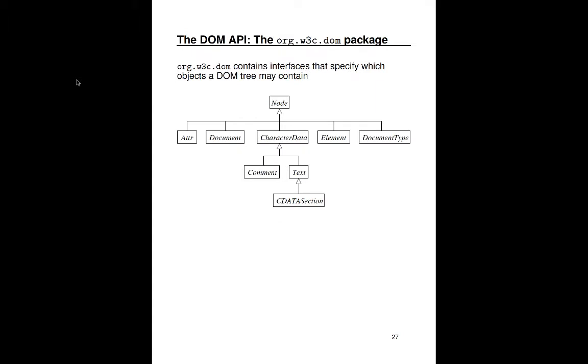The org.w3c.dom package contains a hierarchy of interfaces that specify what a DOM tree might look like and might contain. There's a root interface called Node. All objects in a DOM tree are nodes, some kind of node. And then the Node interface is further refined to represent more specific types of nodes, such as the document itself, or an attribute within that document, or an element. Not surprisingly, there are several refinements of character data. You can have an object that represents a comment, a text, or a CData section of your document.